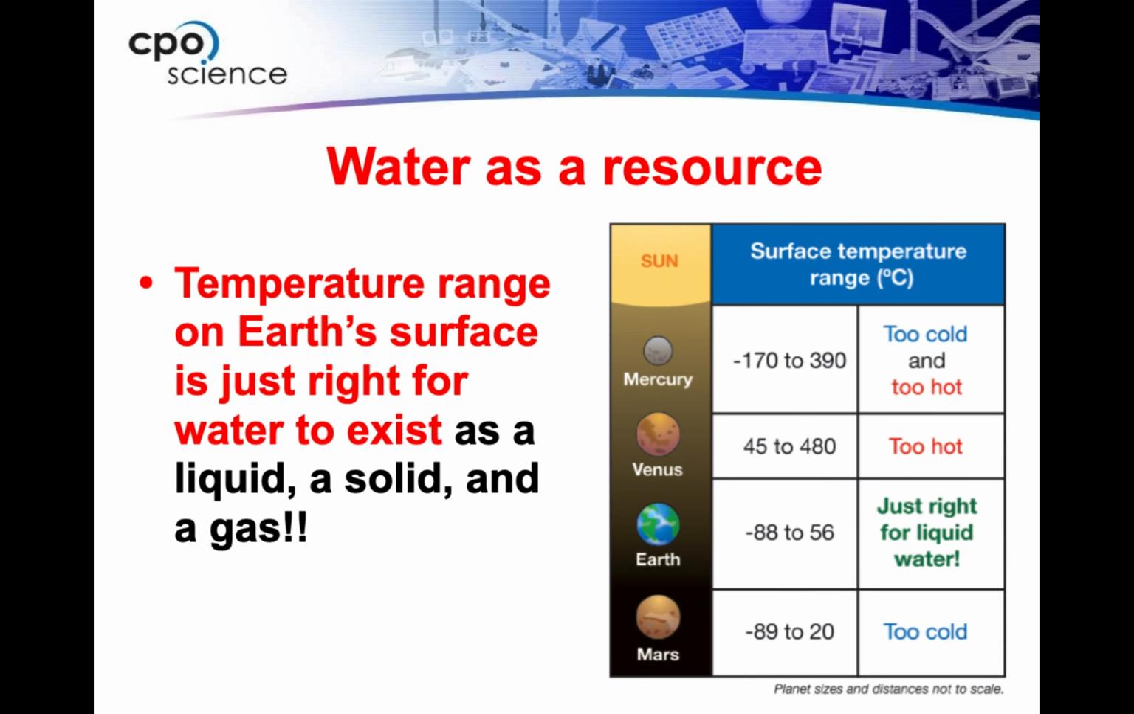So water as a resource, the temperature range on Earth's surface is actually just right for water to exist. So when you look at our temperature range in degrees Celsius, minus 88 to 56 degrees Celsius, it's just right for liquid water. If you compare to the other inner planets in the solar system, Mercury is either too hot or too cold. Ranges anywhere from minus 170 to 390 degrees Celsius. Remember, water boils at 100 degrees Celsius, if that gives you an idea of the heat. Look at Venus, 45 to 480 degrees Celsius, same thing, water boils at 100 degrees Celsius.